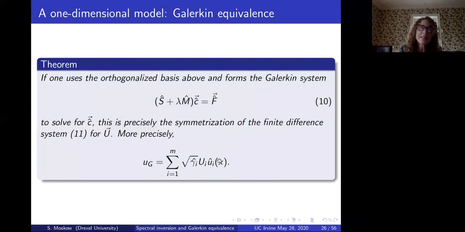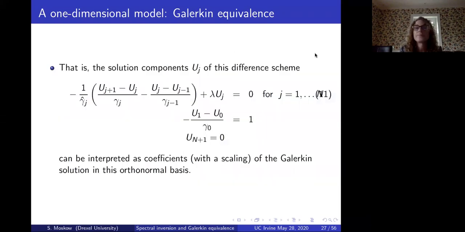And this means that these new bases are not only orthogonal, but also somewhat localized. So these new UI hats sort of correspond to localization near the grid steps. In other words, the solution components of the difference scheme that I wrote down before, let's take Q equals 0 for simplicity, can be interpreted as coefficients, with a scaling, of the Galerkin solution in this orthonormal basis.